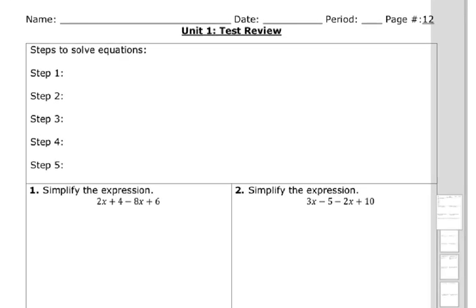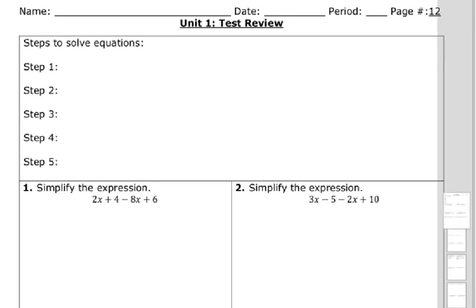So what we have here in our first box is the steps to solve an equation, but to make this make a little bit more sense, I'm going to give you an example problem to help us figure out the steps. So if you would like to write this down, then we can see exactly what the steps are to be able to solve the equation for x.